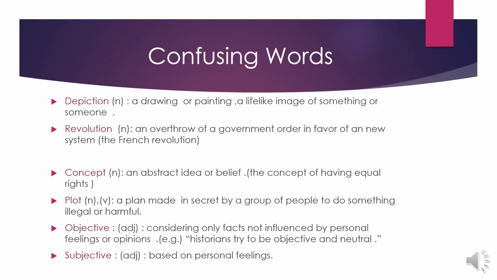We have other two confusing words, subjective and objective. Objective, it means what? When we describe someone as objective, it means that this person is considering only facts, not affected by his feelings or opinions. Like we have, for example, historians. They try to be what, objective and neutral all the time. The opposite is subjective. When we describe someone as subjective, it means that this person is affected by his own feelings or opinions. It means based on personal feelings.